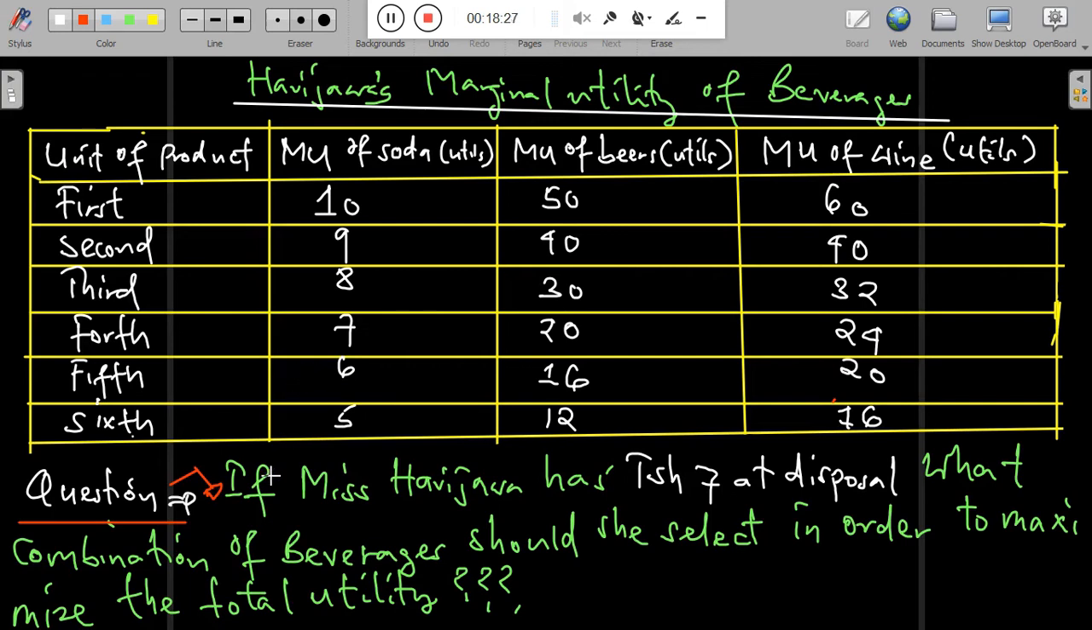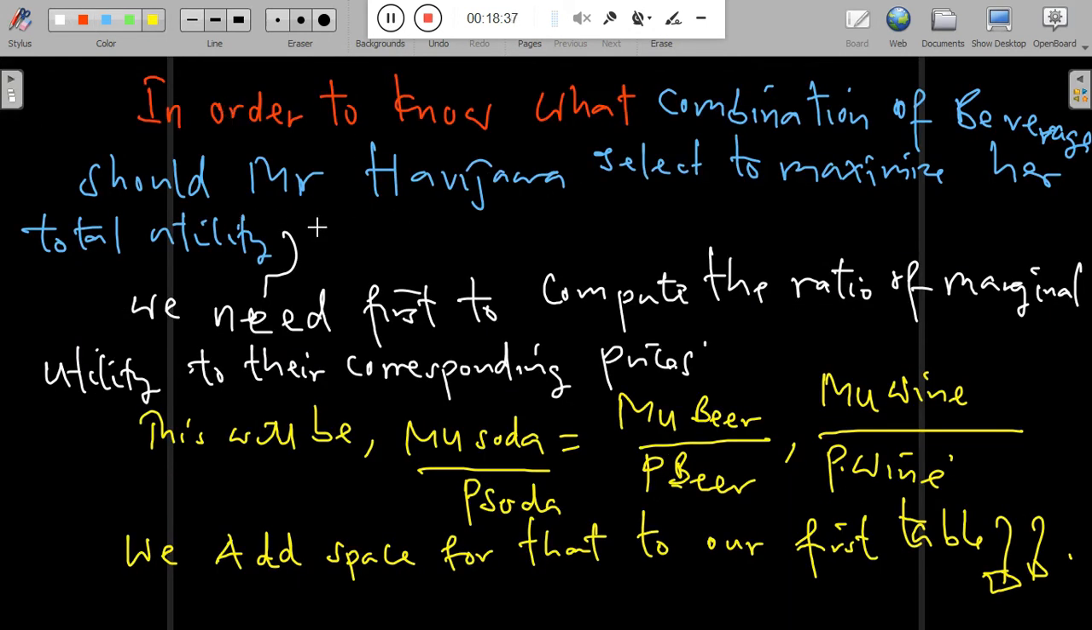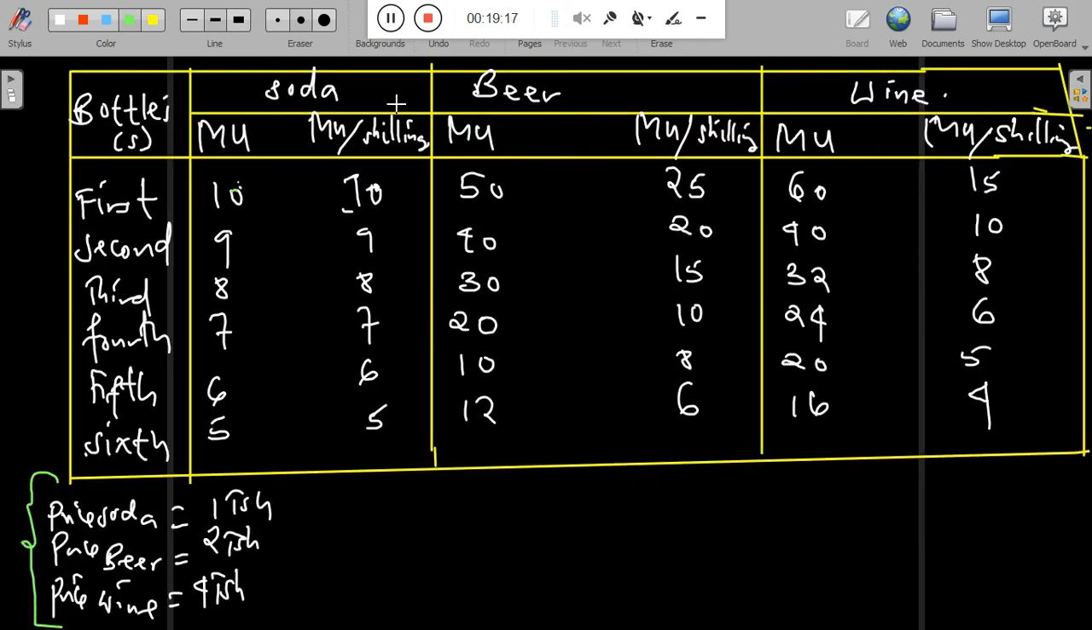For that case, we need to sketch the new table and add the marginal utility in respect of the price level. So in order to know what combination of beverages Ms. Avijaya should select to maximize her utility, we first need to compute the ratio of marginal utility to the corresponding prices. That is the marginal utility of soda in respect of its price, of beer in respect of its price, and of wine in respect of its price. Then we add to our table the marginal utility per shilling: for soda, 10 up to 5; for beer, starting from 25 to 6; and for wine, starting from 15 up to 4.